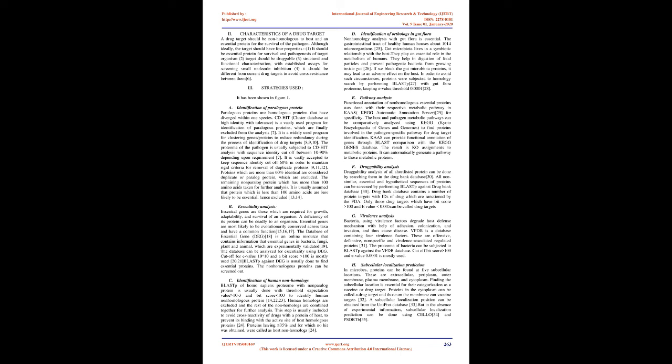2. The target should be druggable. 3. Structural and functional characterization, with established assays for screening small molecule inhibition. 4. It should be different from current drug targets to avoid cross-resistance between them. 3. Strategies used. It has been shown in Figure 1. A. Identification of paralogous proteins. Paralogous proteins are homologous proteins that have diverged within one species.